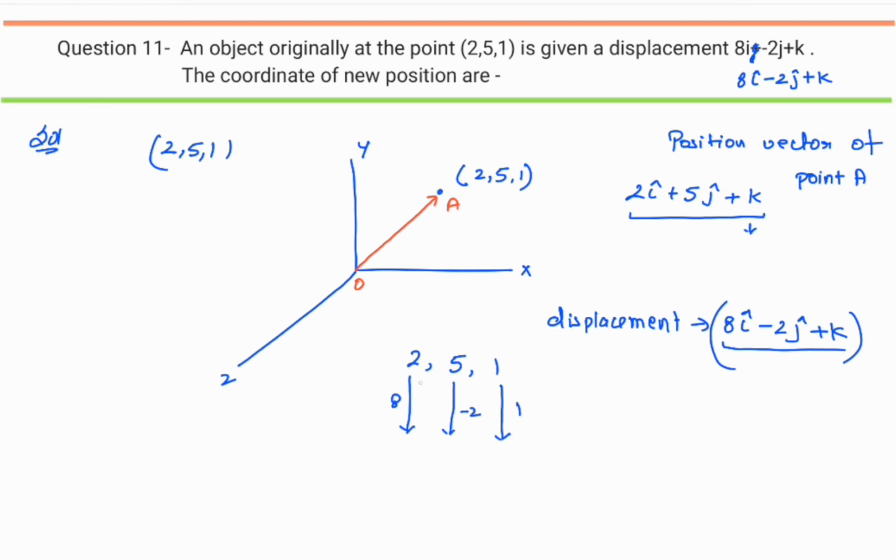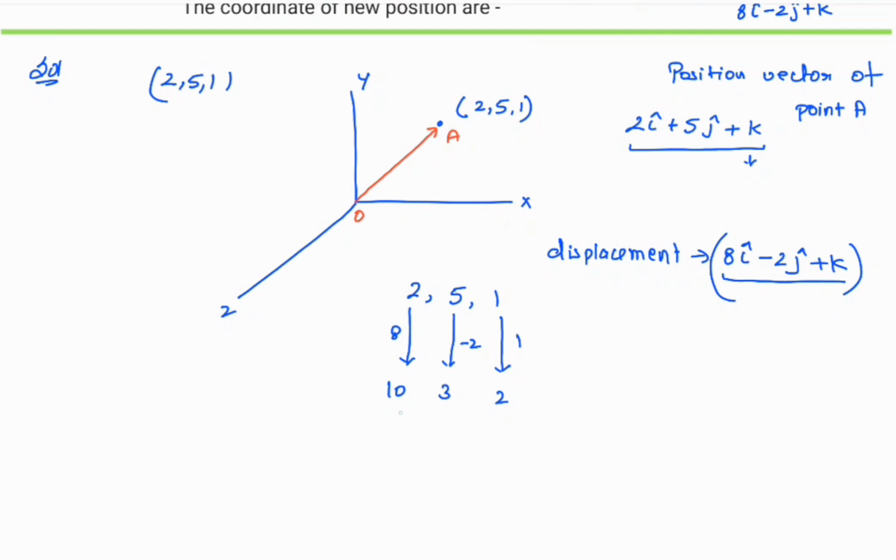i, j, k. 2 when you displace by 8, you will get 10 now. 5 displaced by minus 2, you will get 3. 1 displaced by 1, you will get 2. It means these are the coordinates of the new point. The new point is (10, 3, 2). It means if it is asking what is the new position, this is the new position of the displaced point. If it is asking what is the position vector of the new point, then how to write the position vector of this point? This will be equal to 10i cap plus 3j cap plus 2k cap.